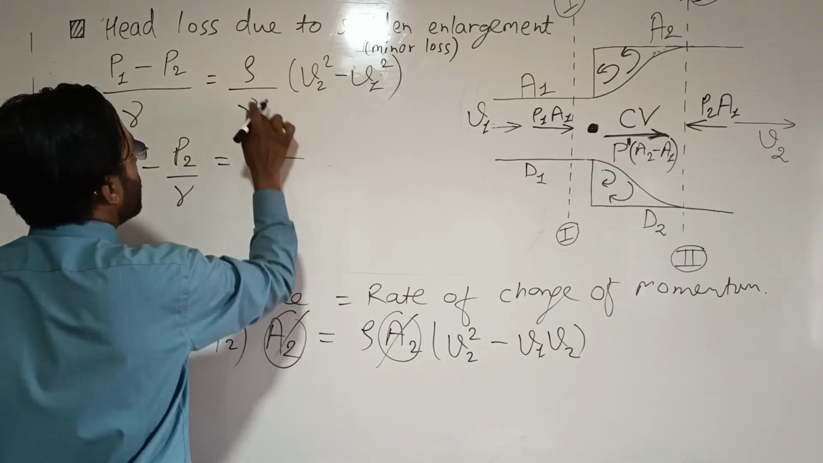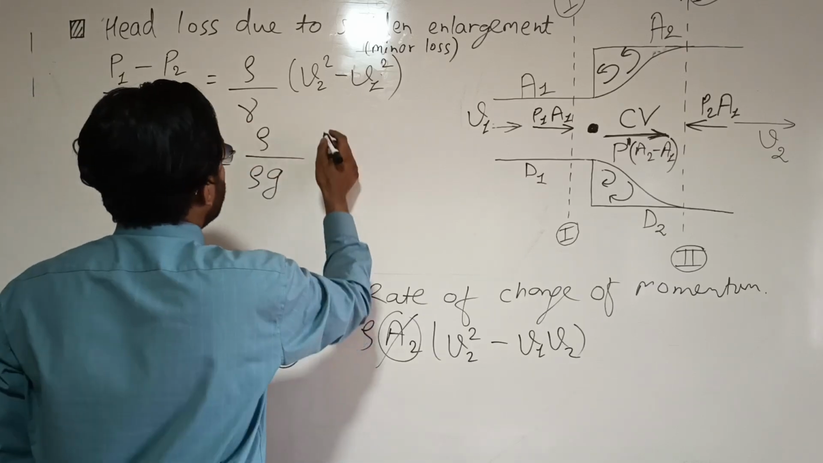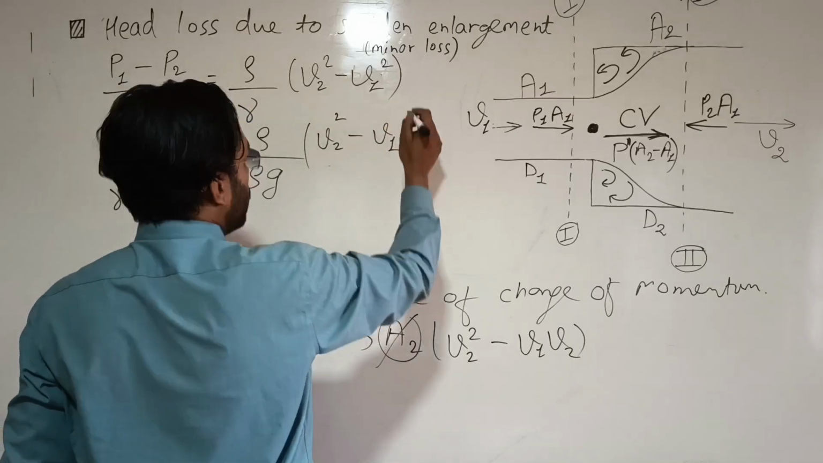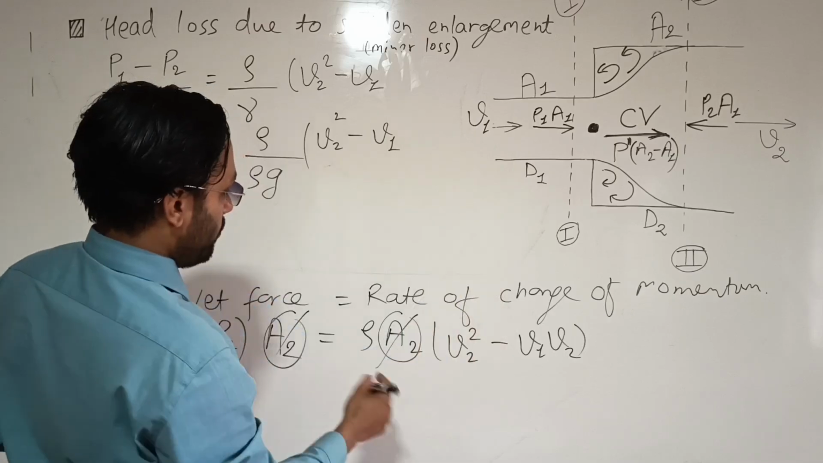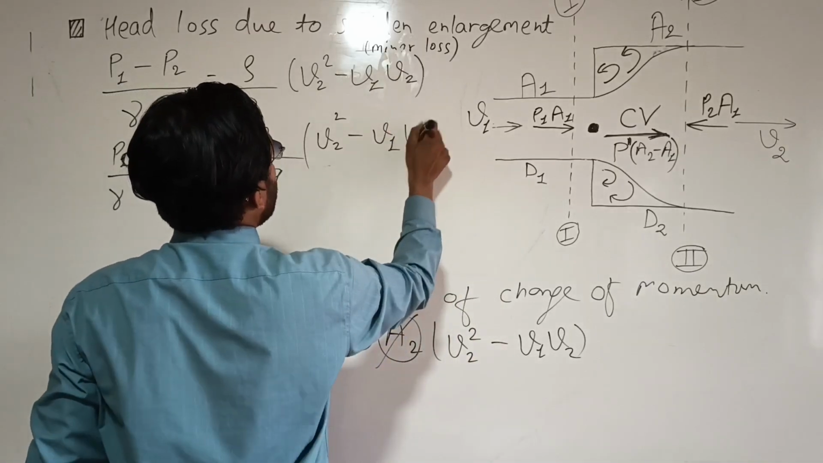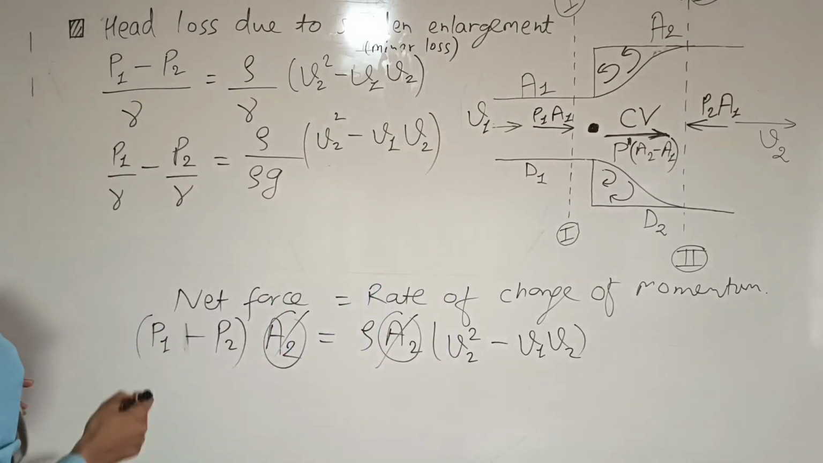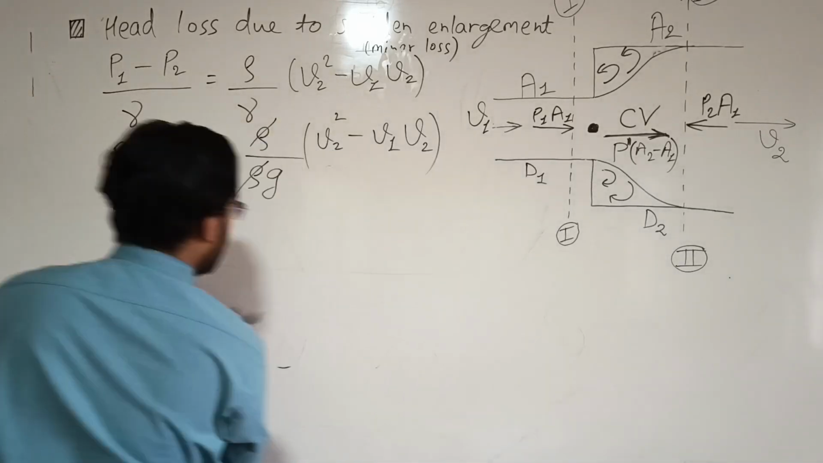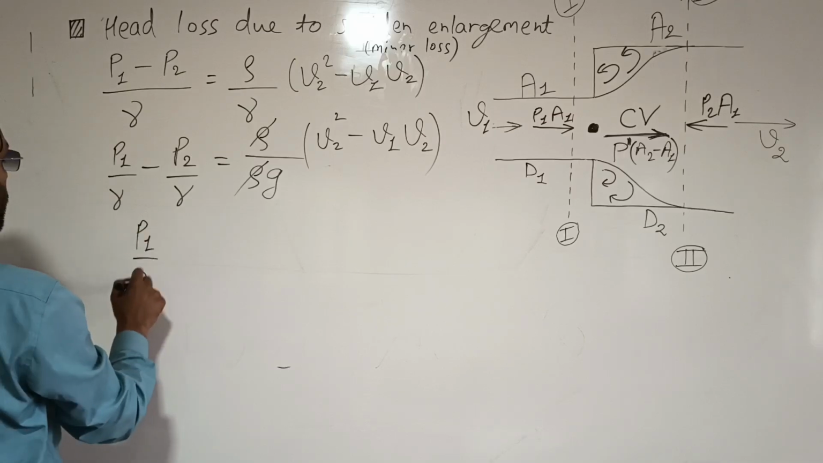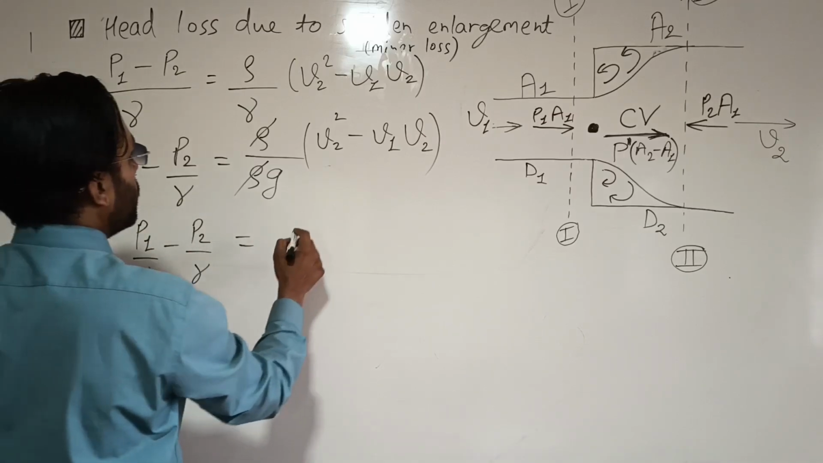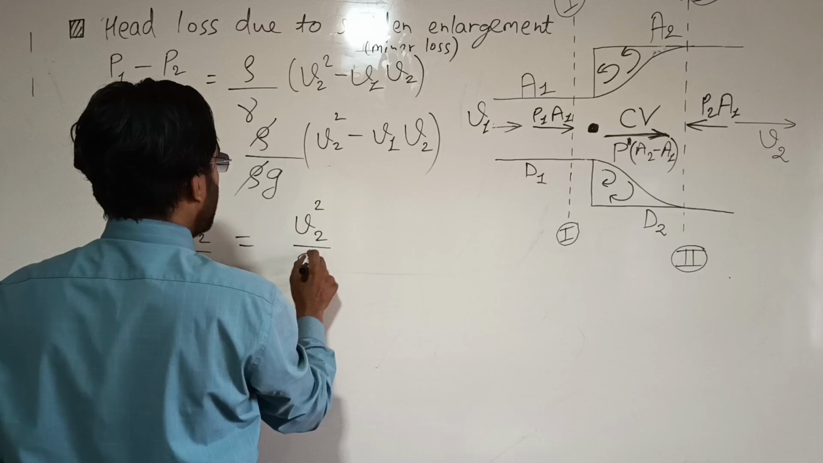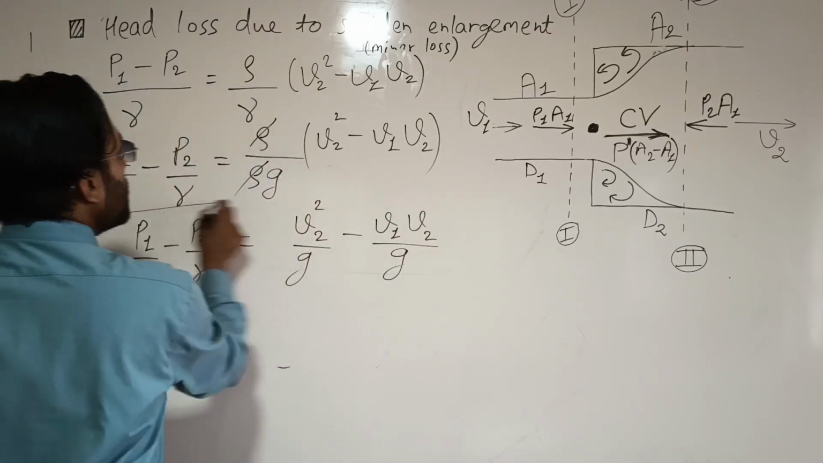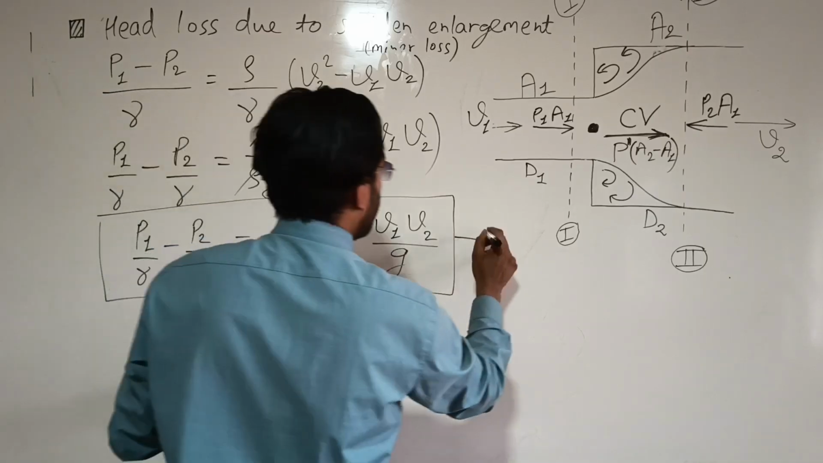Rho divided by gamma is 1 by g, so that is (V2 square minus V1 V2). You can cancel this rho and rho, and you are going to get P1 by gamma minus P2 by gamma equal to V2 square by g minus V1 V2 by g. You can say this is equation number 6.